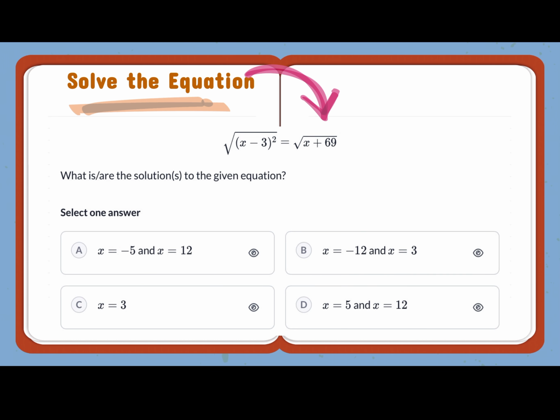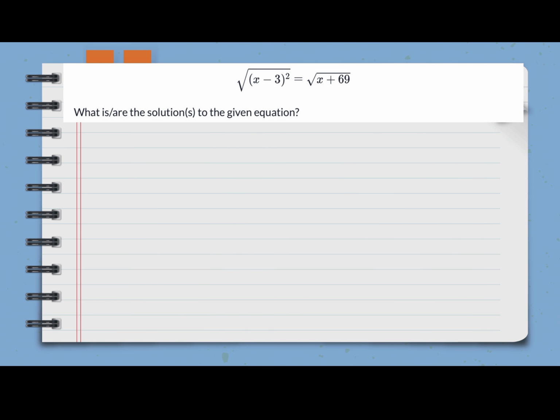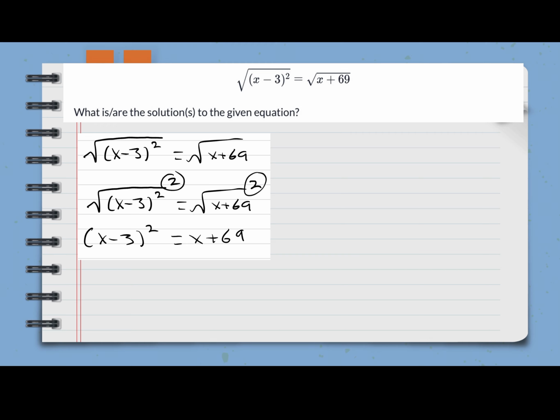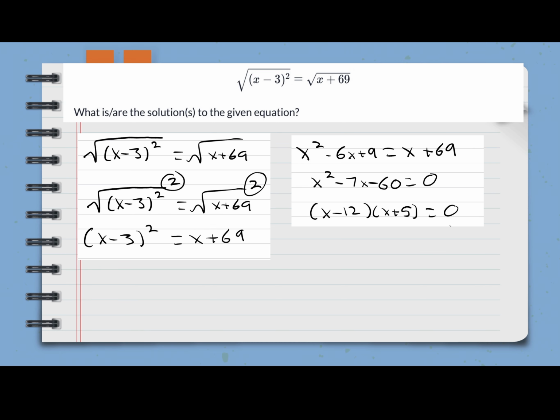So we have this equation here, which says the square root of x minus 3 squared equals the square root of x plus 69. To solve this equation, we first have to get rid of the roots, which you can do by just squaring both sides. And then from there, you can simplify the left side, which if you FOIL it out, comes to x squared minus 6x plus 9. And then the right side stays the same.